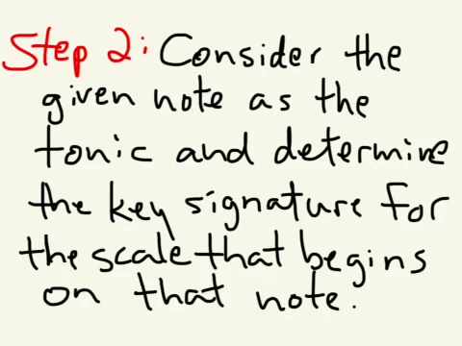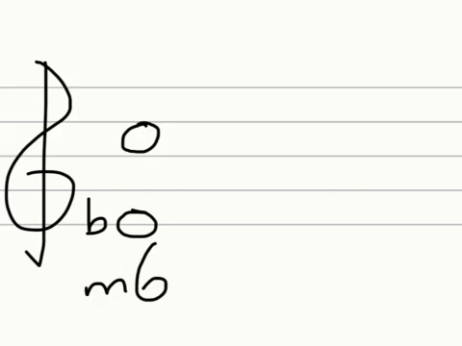Step 2. Consider the given note as the tonic and determine the key signature for the scale that begins on that note. In this case, the lower note is E flat. If you know how to solve your key signatures, you know that E flat has 3 flats: B flat, E flat, and A flat.